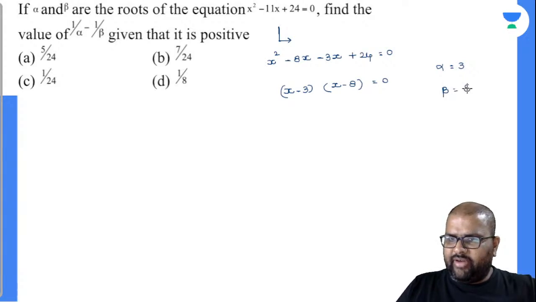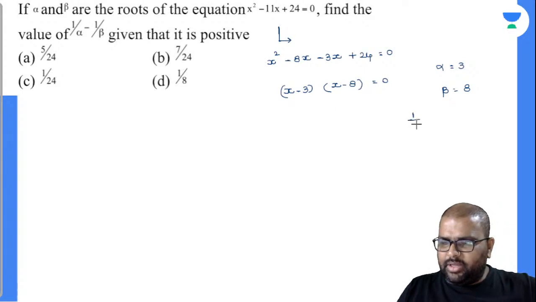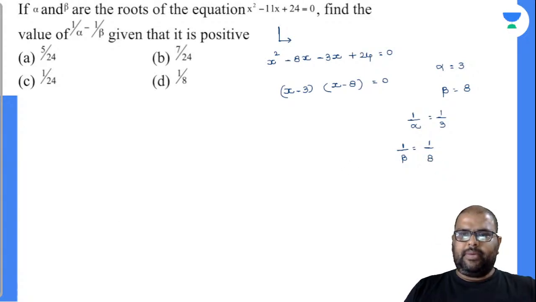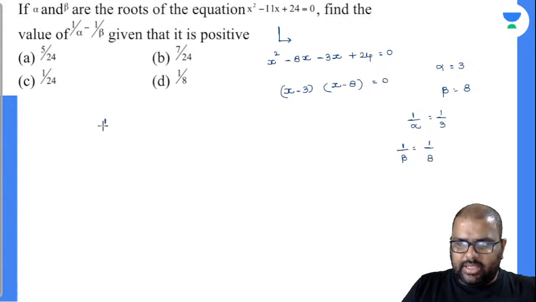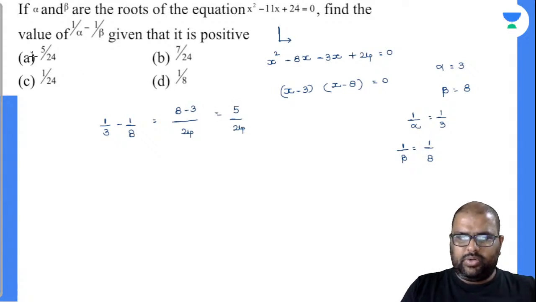So find the value of 1 by alpha minus 1 by beta. What will be your 1 by alpha value? 1 by alpha value will be 1 by 3. 1 by beta value will be 1 by 8. So 1 by 3 minus 1 by 8 is nothing but equal to how much? 3 8s are 24, so 8 minus 3, so 5 by 24 will be your answer. Easy questions now. There is no need to worry about the questions. Easy pickings.